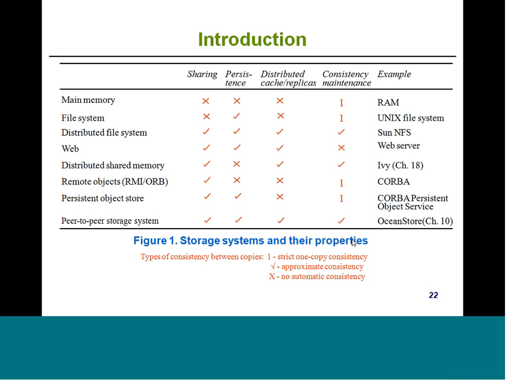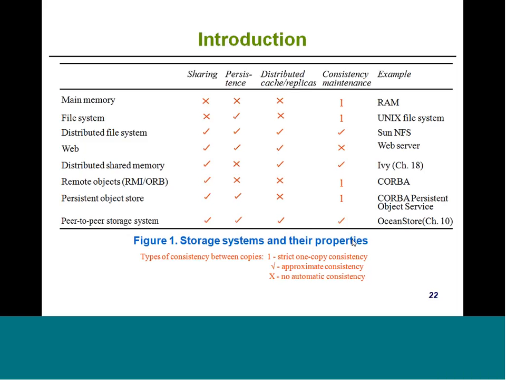The distributed shared memory is another one. Here again, we allow the sharing of the memory, but the memory itself is not persistent. The way that we allow the memory is also through the distributed cache and replicas, and finally the consistency maintenance is also there. Remote objects, essentially, is something that CORBA supports. Again here, sharing is done and it's just one-copy consistent.